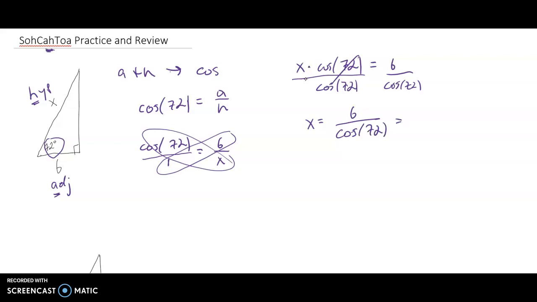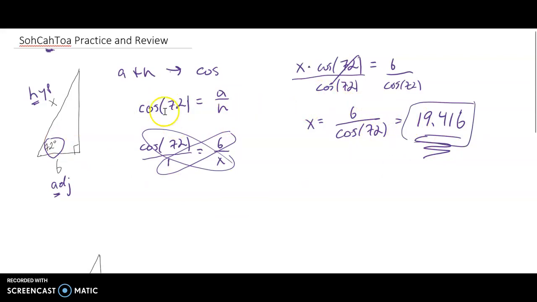And then from there, as long as we are in the correct mode on our calculators, typically there's two modes, a radian mode and a degree mode. Since we're working with degrees here, we want to make sure we're in degree mode. You just type this in your calculator, 6 divided by cosine of 72. And if you do that, you should get 19.416. I typically like to round to 3 decimals because that's kind of a standard way of doing things, particularly in the AP curriculum. So that's our answer right there.